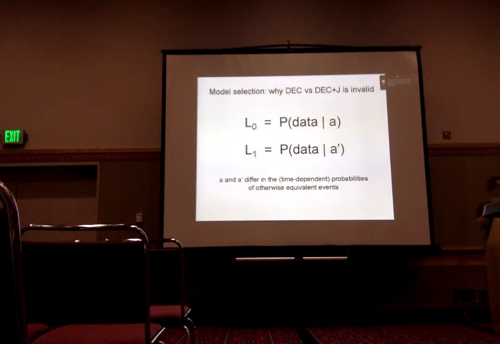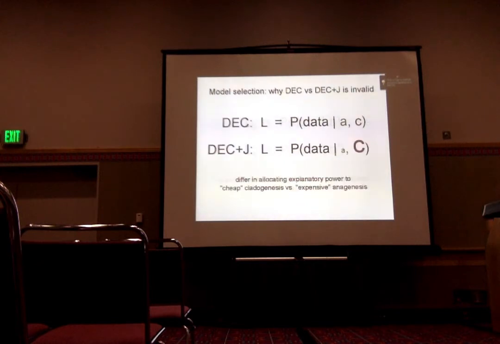Model selection typically assumes that the models you're comparing, the processes, differ in their probability parameterization, right? The number of parameters or how the parameters are assigned to probability distributions. You can think of it as the probability distributions governing the probabilities of events in which the events are otherwise equivalent, right? For example, that there's just anagenetic change.